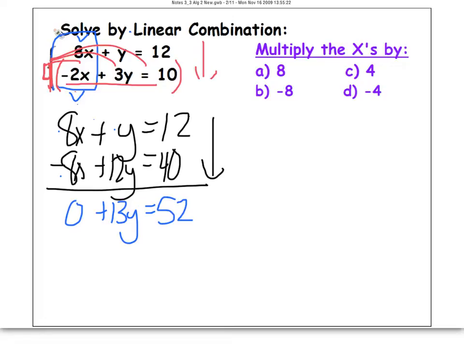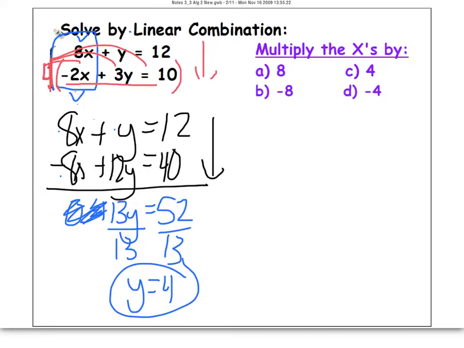Now, the x's are gone. There's nothing there. All we have to do is solve this equation. 13y equals 52. So divide by 13, get out your calculator. The answer is going to be 4. So if y is 4, we have it. Now what they said is I can go back to either one of these two equations, put the 4 in for y, and then solve for the x. I'm going to choose to put that 4 for y right there, and then see what x will be.